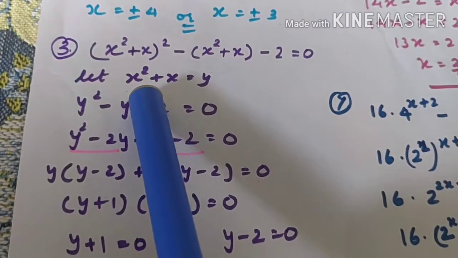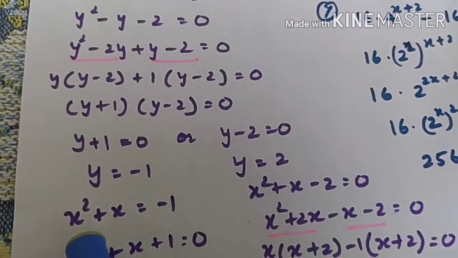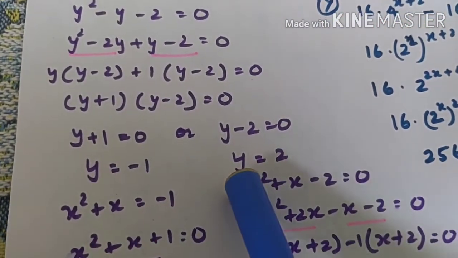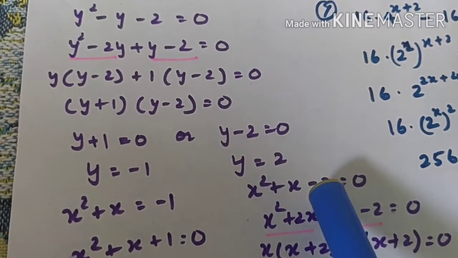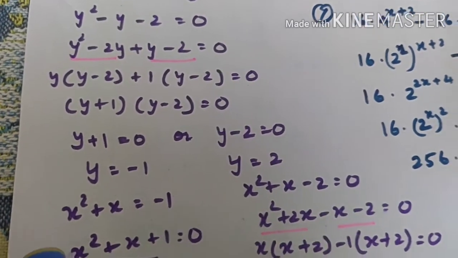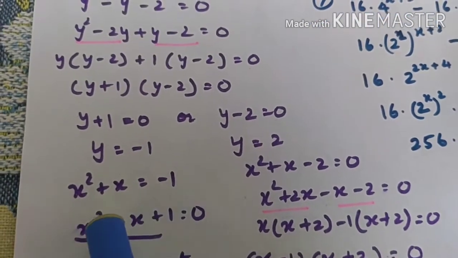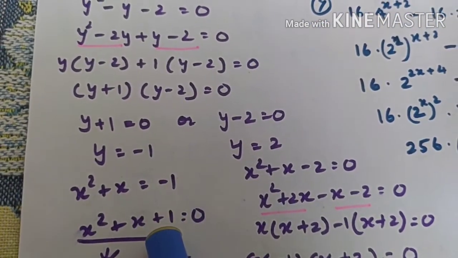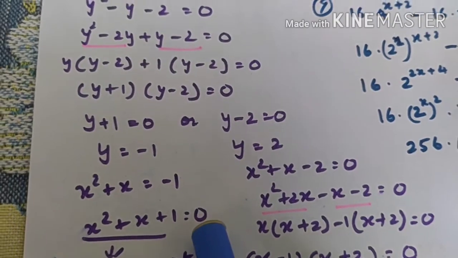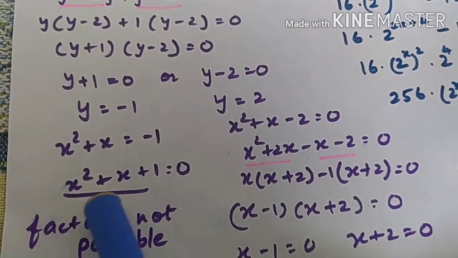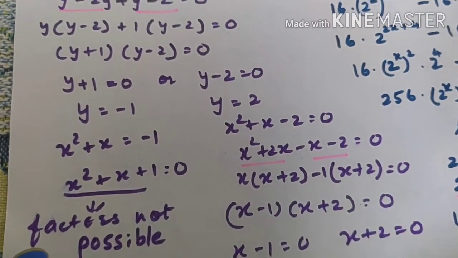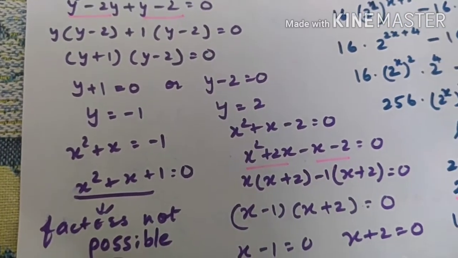Now replacing my value, y is x square plus x. Here also the value of y is x square plus x, and I took this 2 on the left side, it becomes minus 2 is equal to 0. Here by taking this minus 1 on the left side, we get plus 1 is equal to 0. But you can see there is no factorization possible in this polynomial. So I wrote here factors not possible.